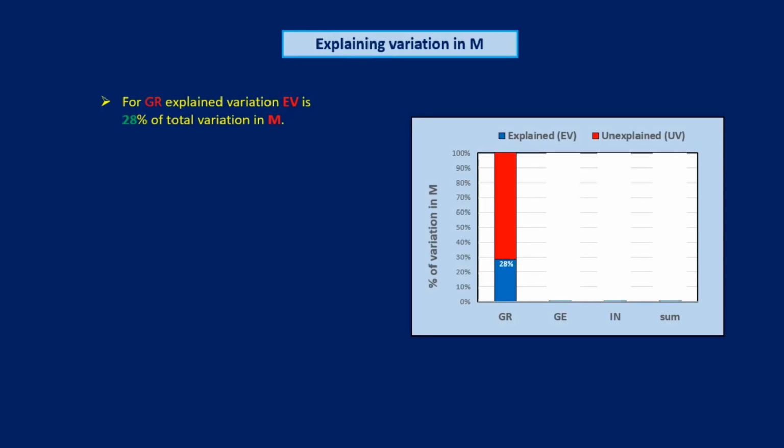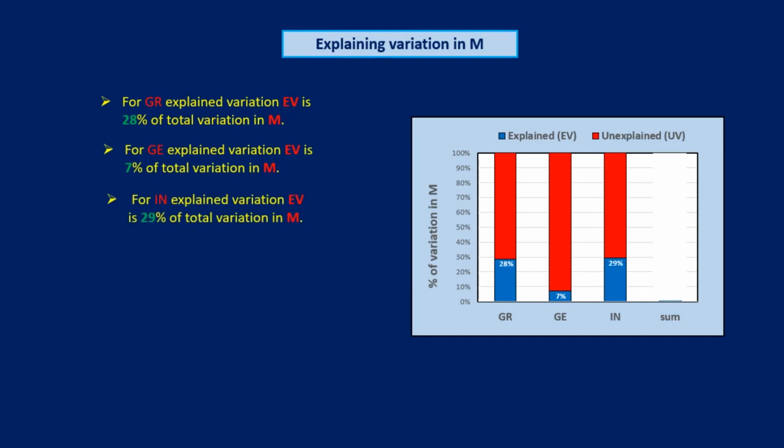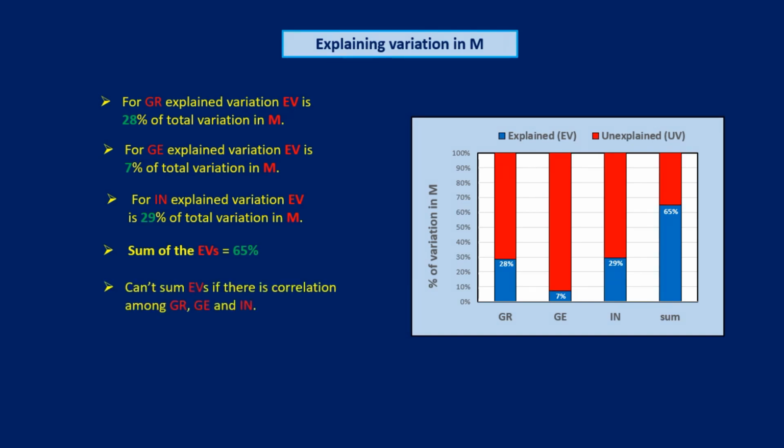For GR, the regression explains 28% of TV. For GE, the regression explains 7% of TV. And for IN, the regression explains 29% of TV. When we sum these EV percentages, the total we get is 65%. Does that mean that together, GR, GE, and IN explain 65% of the variation in m? Not necessarily.